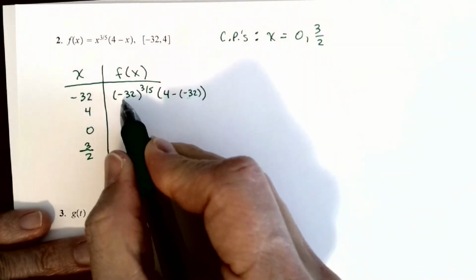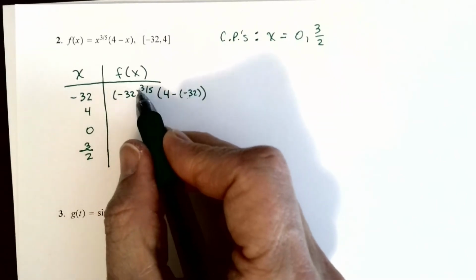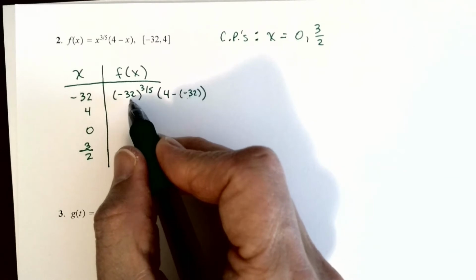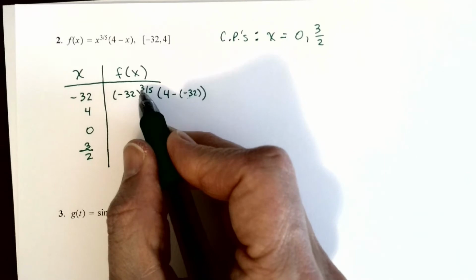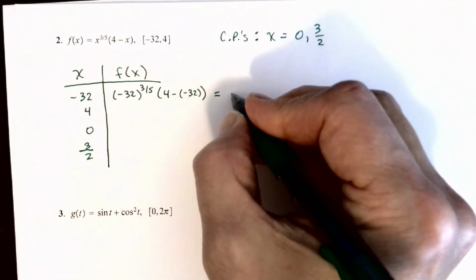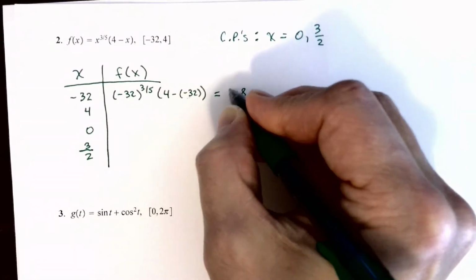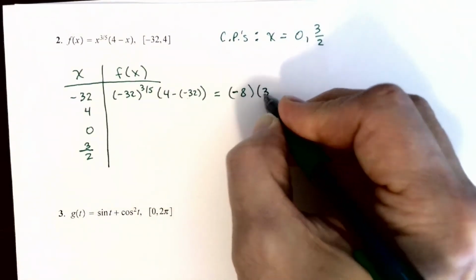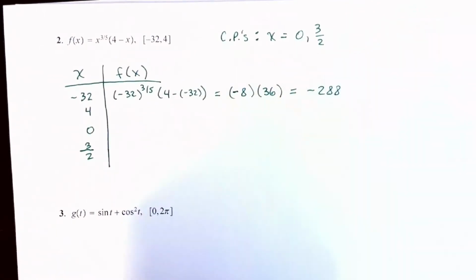I know that. What's happening here? What's the 5th root of negative 32? The 5th root of negative 32 is negative 2. And then I cube it. That's negative 8. So negative 32 to the 3/5 power is negative 8. And 4 minus negative 32 is positive 36. If I multiply those together, I get negative 288.